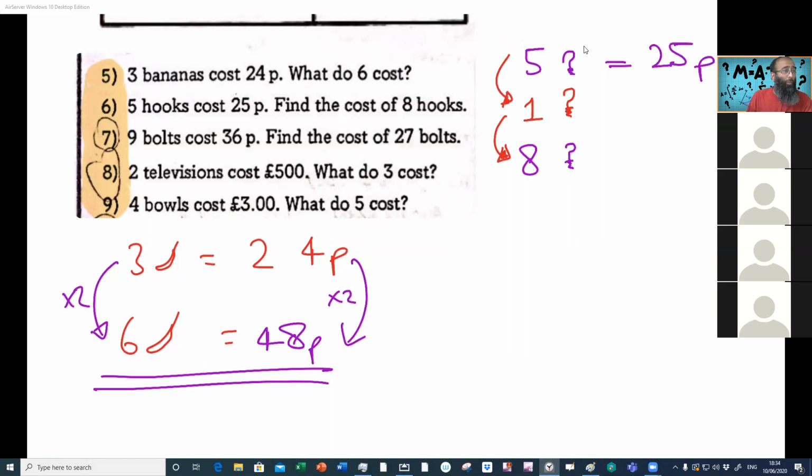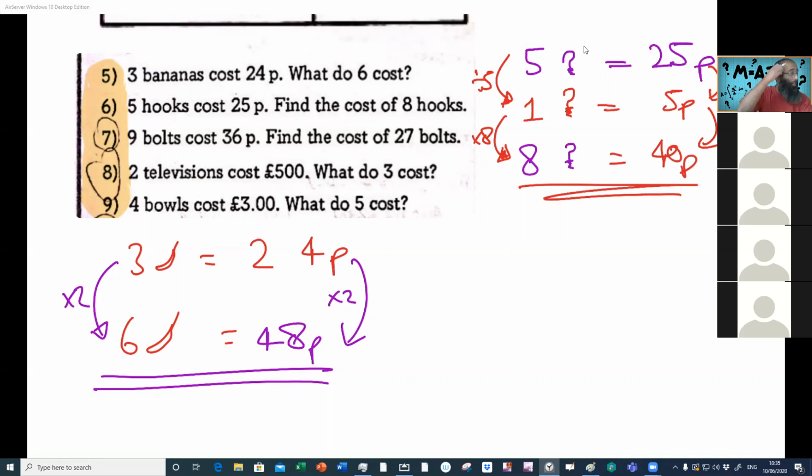Okay, so Mr. Suleiman, 5 to 1, what do we do? You have to divide it by 5. MashaAllah. And then how do we get from 1 to 8? What do we do? You times by 8. And what we do on one side, what do we do on the other side? You do the exact same thing. MashaAllah. So 5p, and that will give you 40p. Okay, that's lovely, Suleiman.